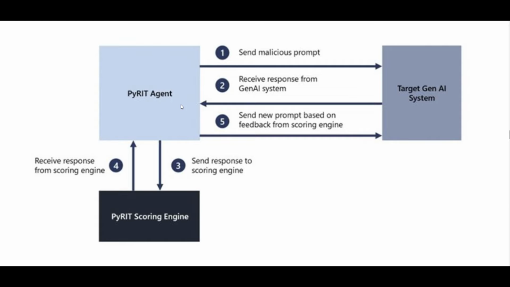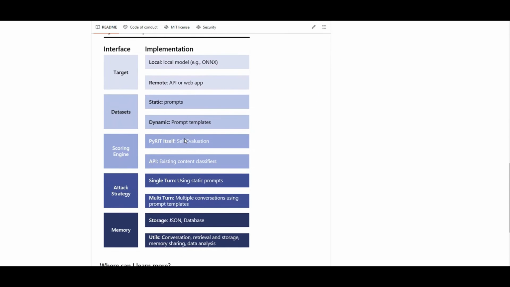So before running a demo, let me show you this part. What are the components of PyRIT or this tool? It's open source, so when you install it, the target is going to be your app. So it's the API of your LLM app or your web app or a local model if you want to test it out. For the dataset, that might be some static prompts you use in your application, or dynamic prompt templates can be used also for malicious prompts.